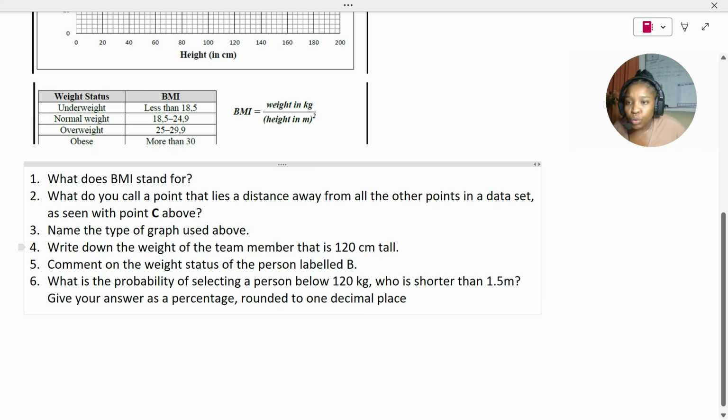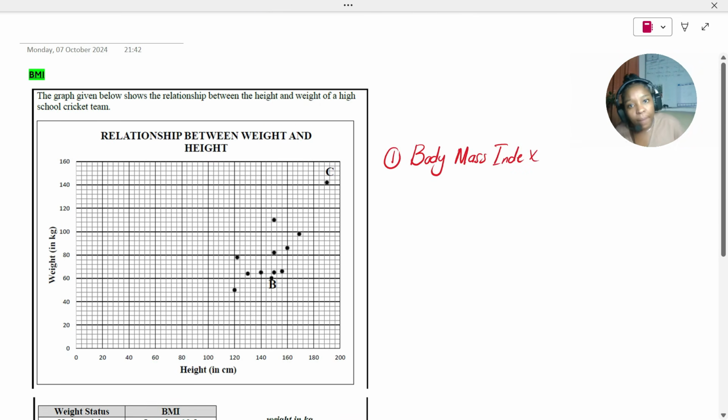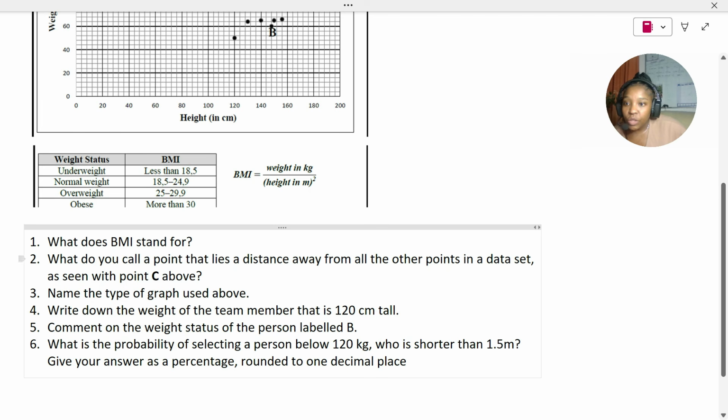Question 2. What do you call a point that lies a distance away from all the other points in a data set, as seen with point C above? So what do we call that point, that lies a distance that is way far away from the other points in a data set? Remember, we said that this is basically called an outlier.